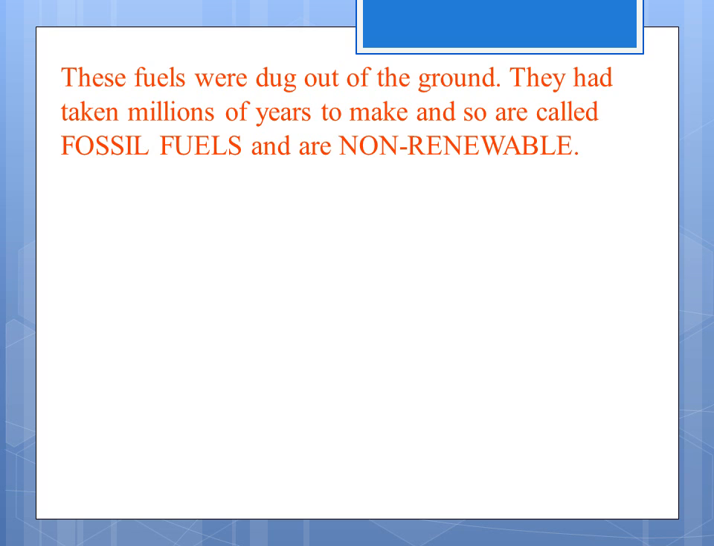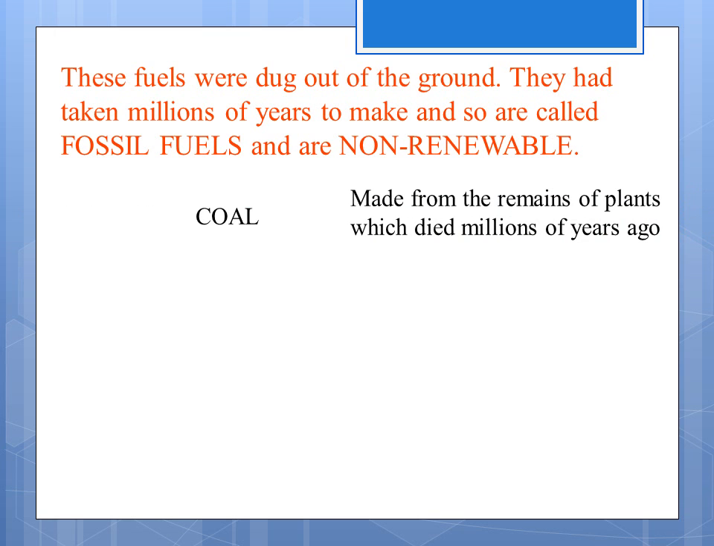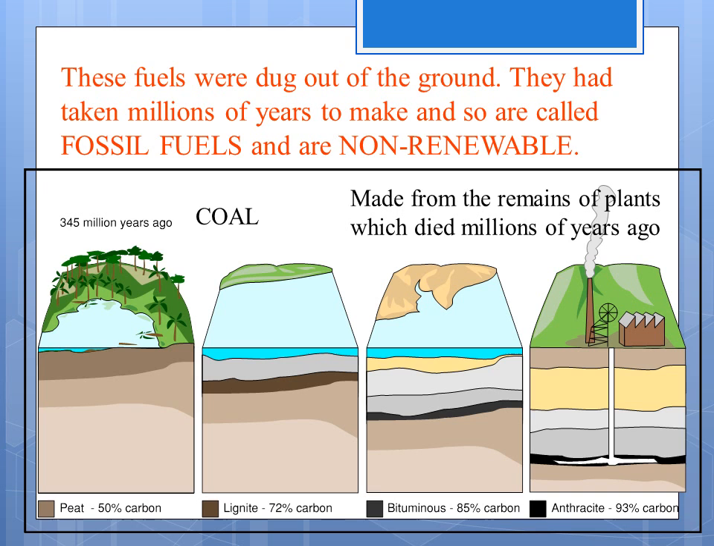With fossil fuels, these fuels are dug out of the ground, and they've taken millions of years to make, so they're called fossil fuels, and they're non-renewable. Coal, for example, is made from the remains of plants which died millions of years ago, and this is an example of what that would look like. 345 million years ago, you had some plants, and if you go down through the crust of the earth, that's what it would look like.